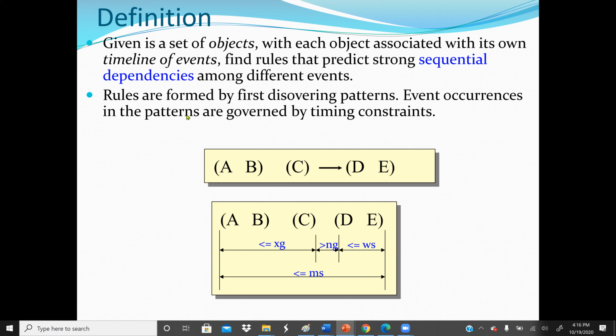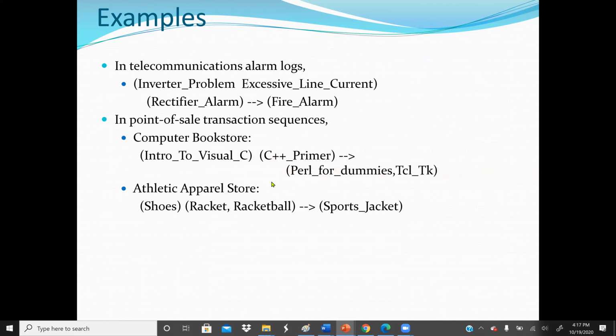Association, we don't care. It can be A, B, and C. There's a relationship among the three variables. Sequential, so it can be ABC, ACB, CAB. For association, the order doesn't matter. But in sequential, it's very important. If it's ABC, then AB before C, not ACB. No. So you have to be in sequential order.